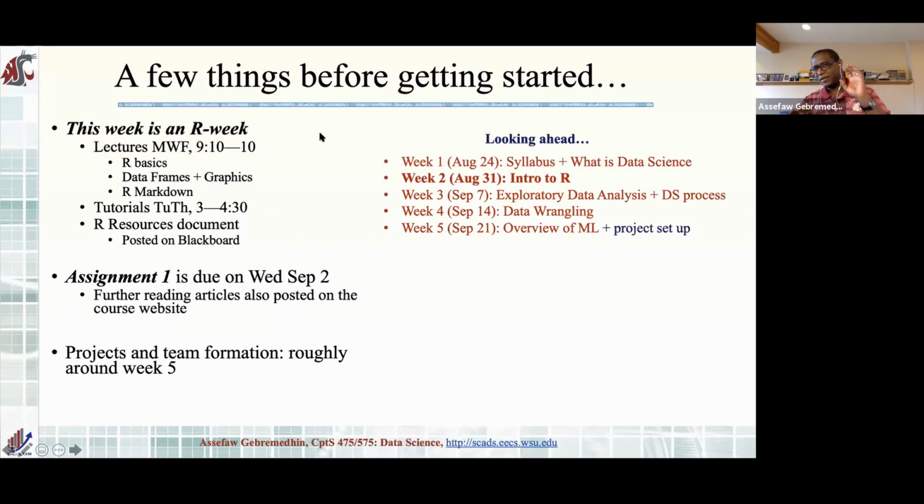Before I get into it, much like other times, I want to go over points that I don't want to forget telling you. The first point is that this week is going to be entirely about R. I'll call it an R week. We've got our 3 lecture meeting times, Monday, Wednesday, Friday, dedicated to discussions on R. And in addition, we have 2 tutorials that Helen will be leading on Tuesday and on Thursday that also will be about R. So it's all about R this week.